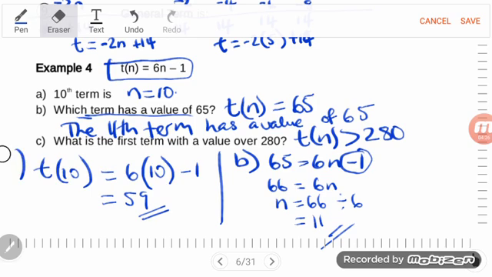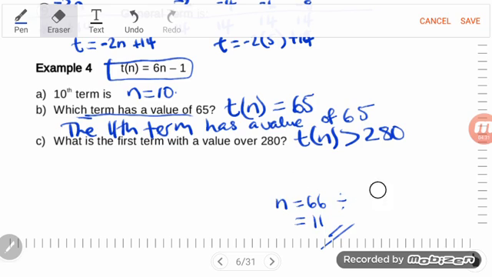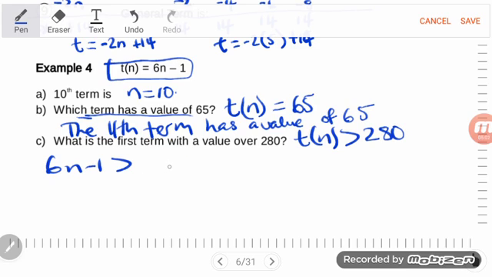Okay. I'm just going to move all of this away so we've got some space for the next one. Now here we want to know the first value over 280. Or which one will have the first value over 280. So here is using inequations. So this is basically what we've got. We also know that Tn is equal to 6n minus 1. So 6n minus 1 is greater than 280.